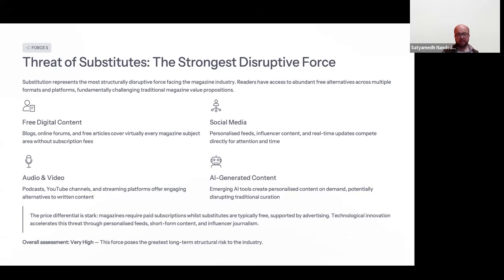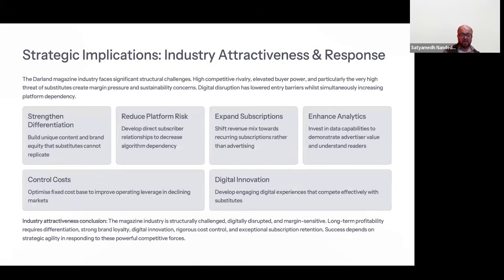Okay. And what are the strategic implications? You can strengthen your brand by offering unique content which your substitutes will not be able to offer. You can reduce platform risk by developing direct subscriber relationships to decrease algorithm dependency. So instead of depending on the YouTube or the LinkedIn algorithm, you have developed a loyal subscriber base which follows your content regardless of where it is published.